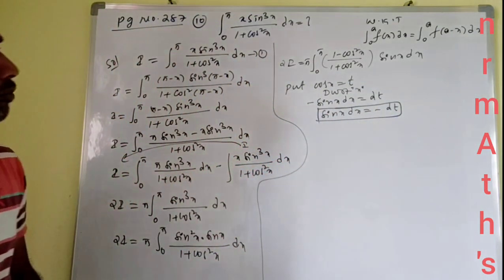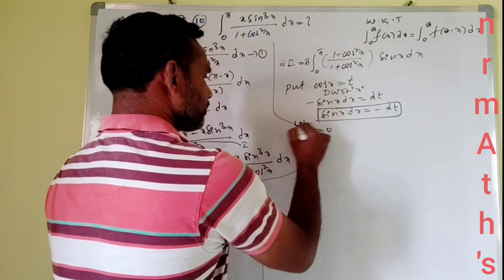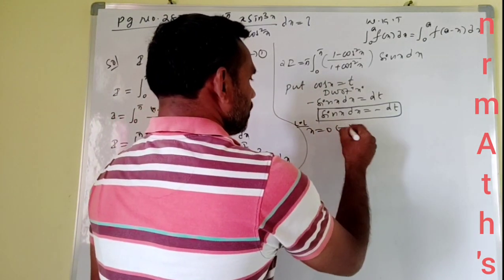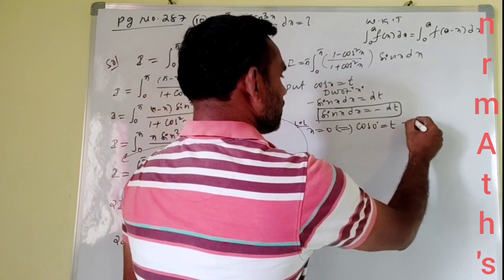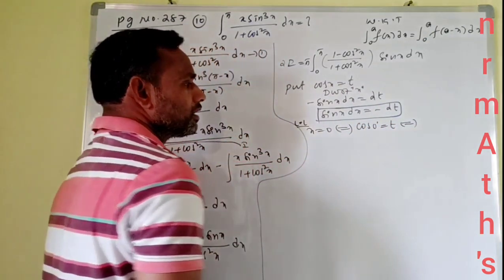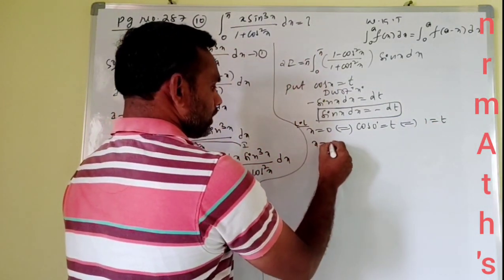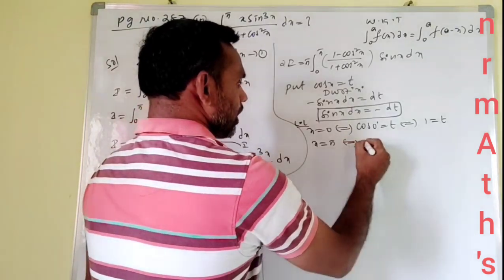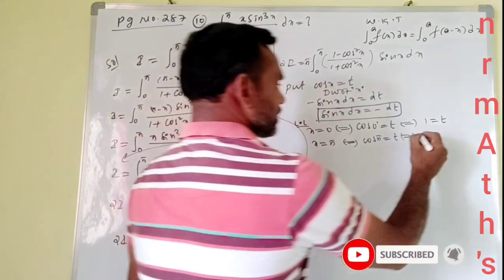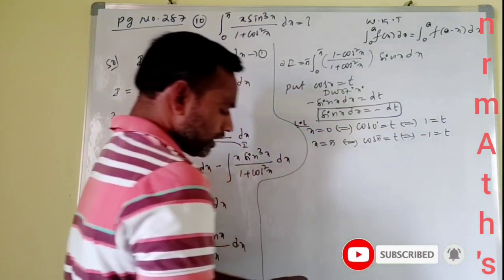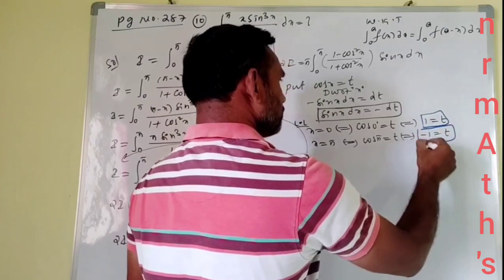Now lower limit, upper limit. Lower limit is x is equal to 0. Cos 0 is equal to t, that means 1 is equal to t. Upper limit is x is equal to pi, that means cos pi is equal to t, and cos pi is minus 1, so t is equal to minus 1. Now lower limit t is equal to plus 1, upper limit t is equal to minus 1.